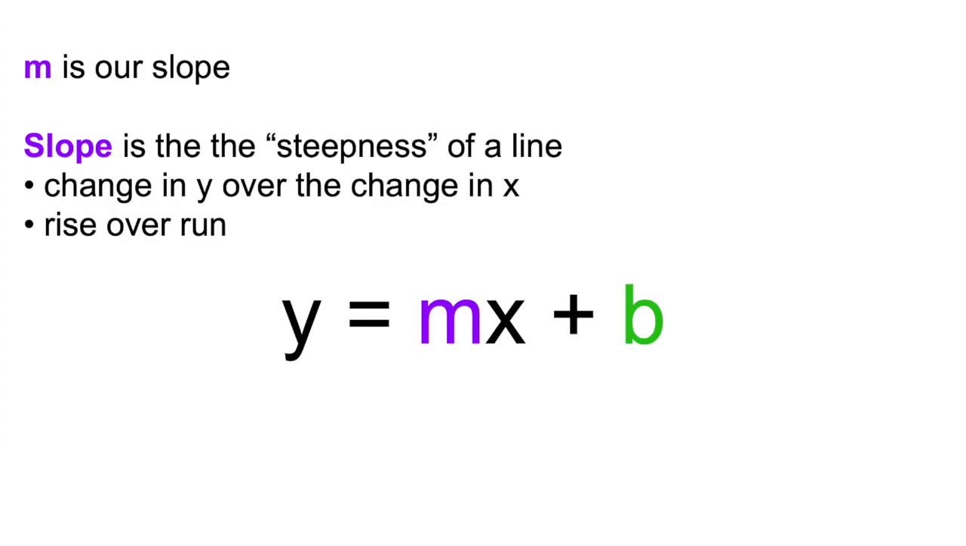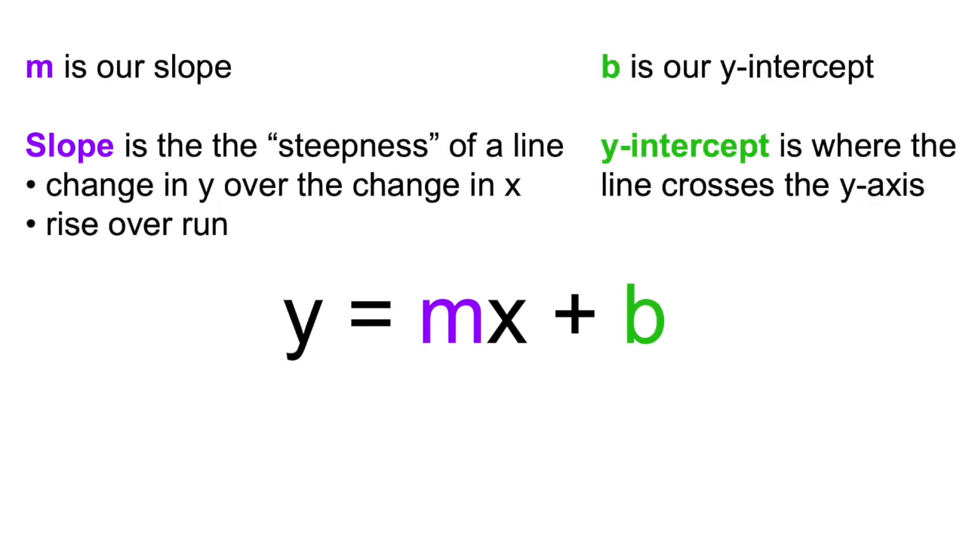Slope is described as the steepness of a line. It can be calculated in a few different ways, but one way is thinking about how the y values change from one point to the next, and dividing that by how the x values changed. You could also describe this as the rise over the run. So slope tells us how we move up and down, divided by how we move left and right.